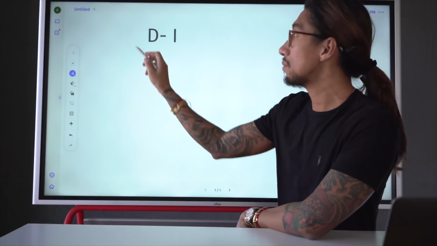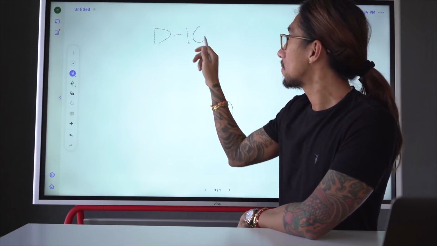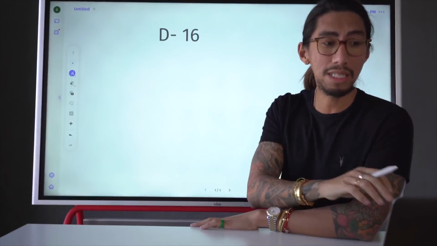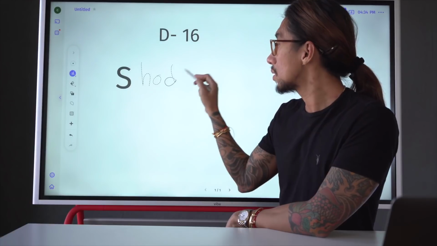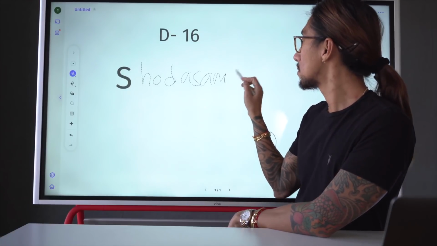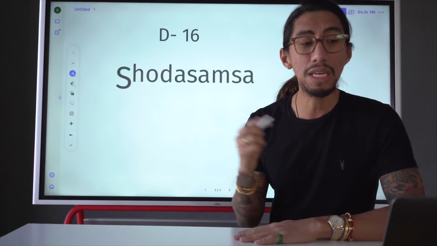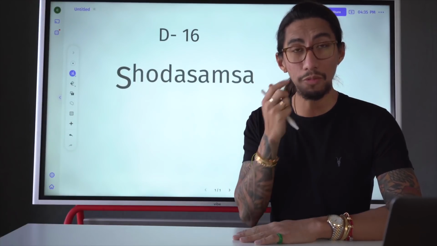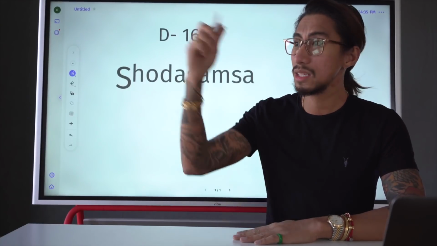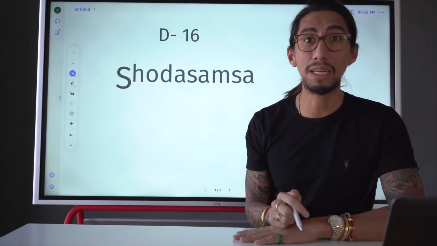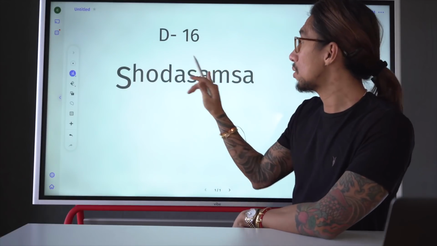Okay. And then the next one is the D16. From D12, we have the D16, Shodashamsa. Okay. Shodashamsa is vehicles, pleasure, comforts, and discomfort. So if you are a person who likes to have fancy cars, things that you like and enjoy, then this is going to be it. And comfort also, because this is where you find your pleasure. This is the chart you will look at.